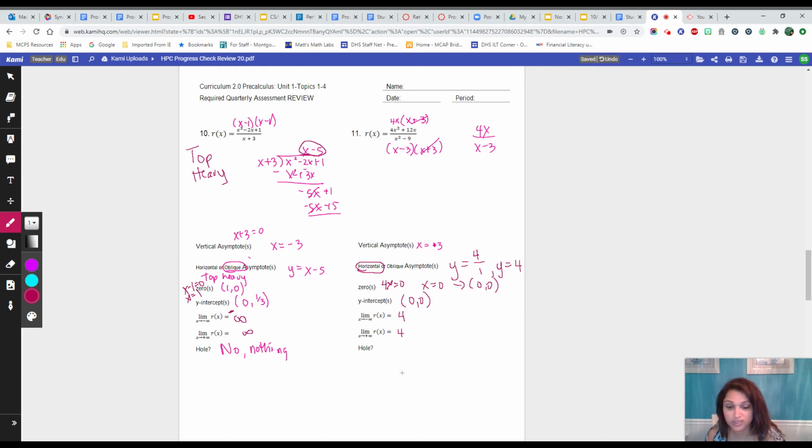And then do we have a hole here? Yes, because we have something cancel. So we're going to set x plus 3 equals 0. And then we saw that we get x equals negative 3. Now to actually find the coordinate of the hole, I'm going to put negative 3 into my simplified version here. So I have 4 times negative 3 over negative 3 minus 3. So that's negative 12 over negative 6, which simplifies to a positive 2. So my coordinate of my hole is negative 3, positive 2.